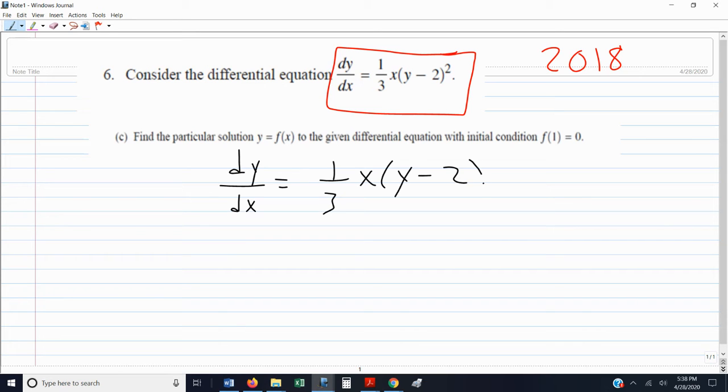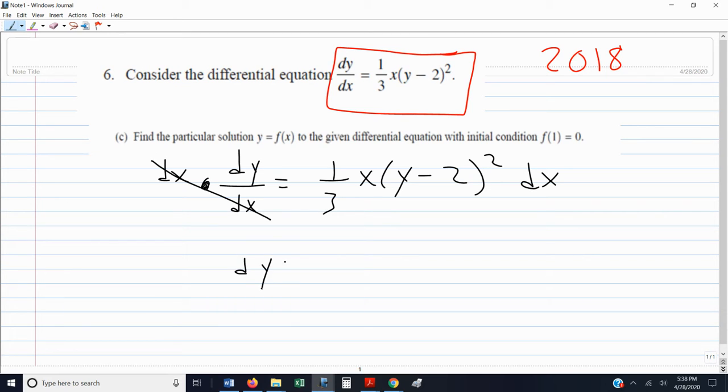I'm just rewriting it. So the first thing you have to do is separate the variables, and what I want to start with is multiplying by dx on both sides. Sometimes we would cross multiply here, but this formula has a lot going on, so it seems a little bit complicated to cross multiply. I'm going to just multiply by dx on both sides.